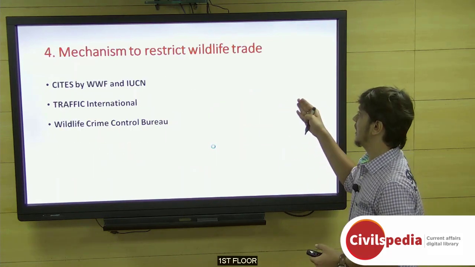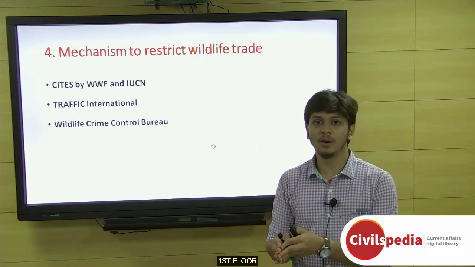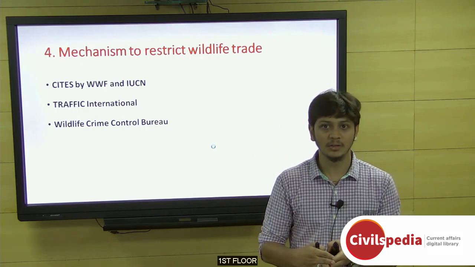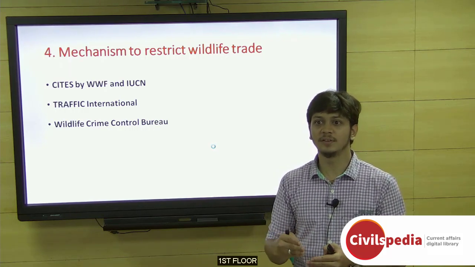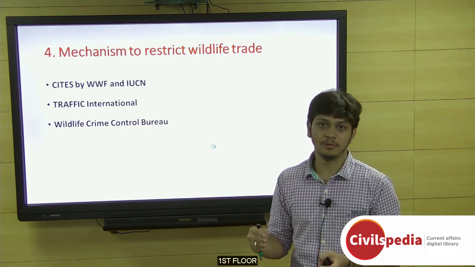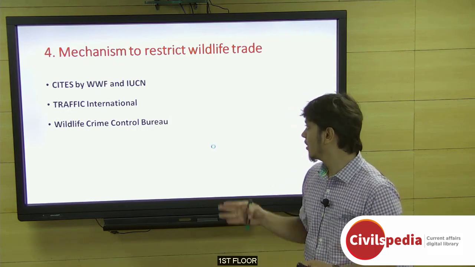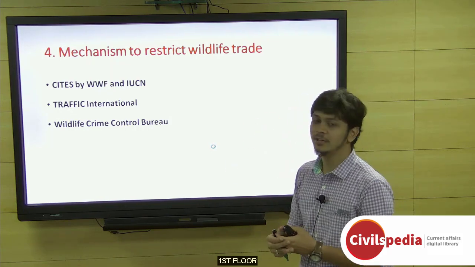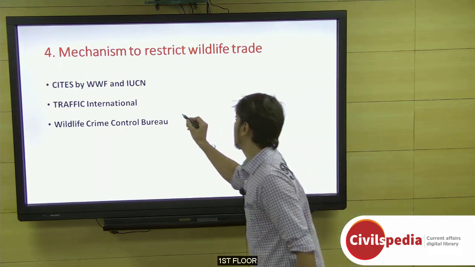So again, mechanisms to restrict wildlife trade, we are just seeing certain names. CITES is an organization which was formed by WWF and IUCN. It's a convention of nations, and it has schedules which say in which animals trade has to be restricted, in which animals trade has to be protected, etc. So CITES is an initiative by WWF, that is Worldwide Fund for Nature, and also IUCN. There's also TRAFFIC International, which was set up by IUCN.